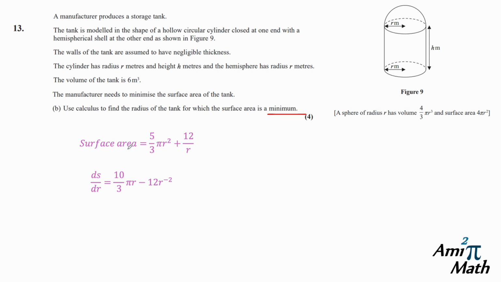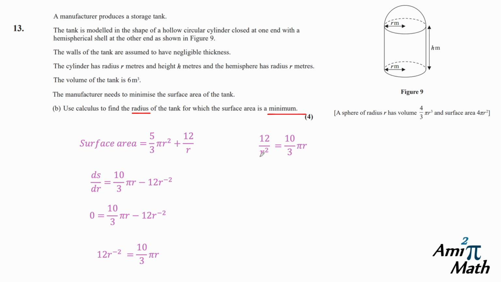So then when you differentiate this, you get 2 times 5 over 3, which is 10 over 3 pi r, plus, and then minus 1 times 12, which is minus 12 r to the power of minus 2. And then what we need to do is set this derivative to 0, and then we can just equate these to each other to find r, which is our radius. And we can rewrite this as 12 over r squared equals 10 over 3 pi r.